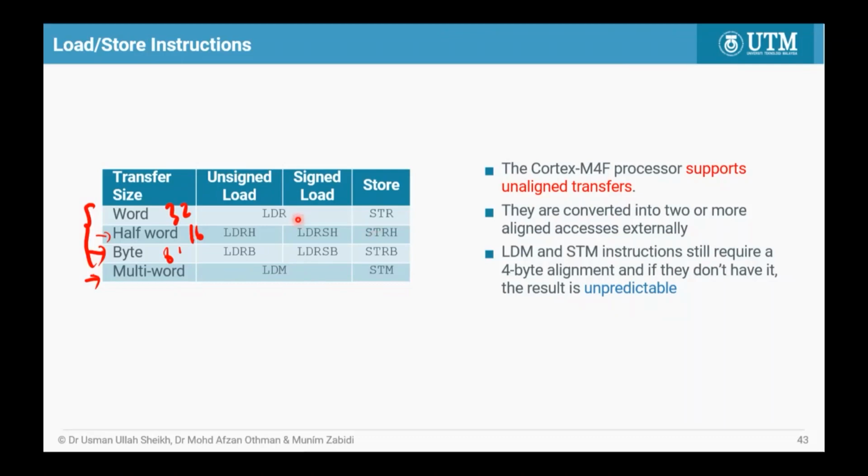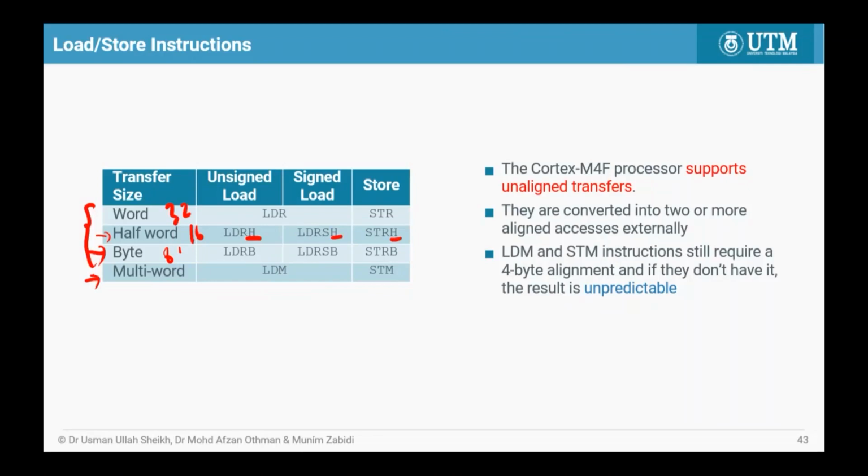If you're going to load a 16-bit number, we are going to use LDRH for unsigned load and LDRSH for signed load. This is for the 16-bit number. What about storing? To store, you're going to use STRH. Every time you see this H here, you know that you're going to load or store 16-bit numbers.